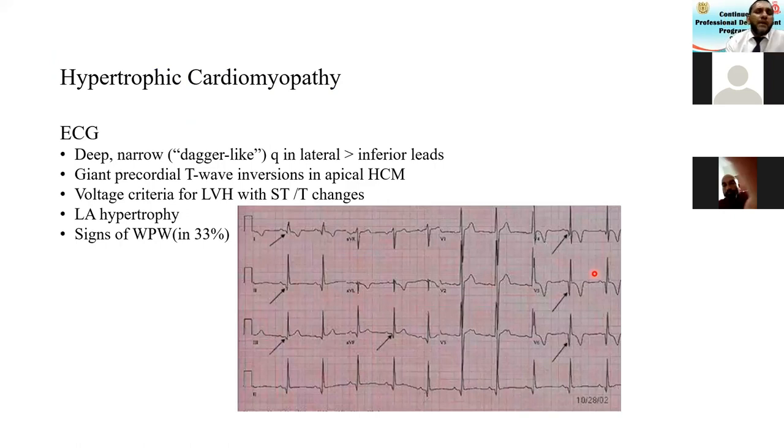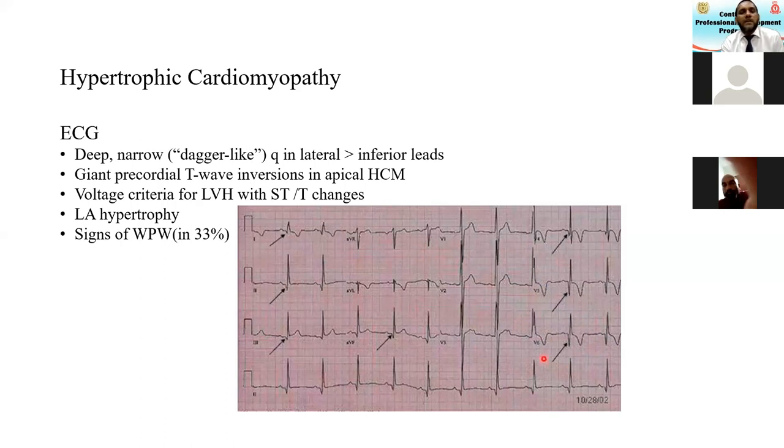So if you look at the hypertrophic cardiomyopathy ECG findings, it is important to note the dagger Q waves. If you look at the Q waves here, these are deep, sharp dagger Q waves, especially in the lateral and inferior leads. It's very clear here. So this is called dagger Q waves. And then giant precordial T inversions, you can see the precordial T inversions here.